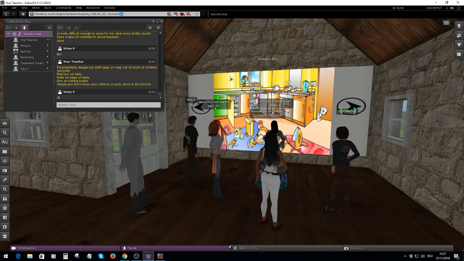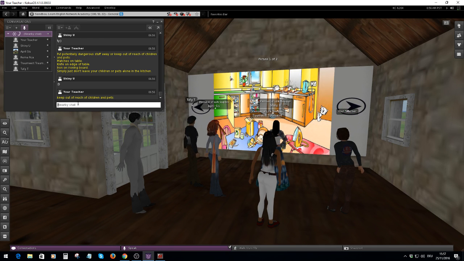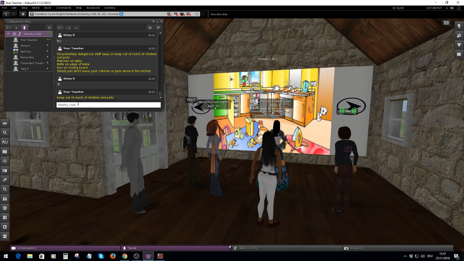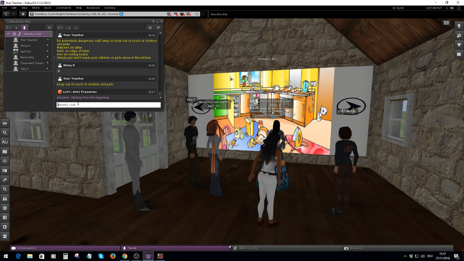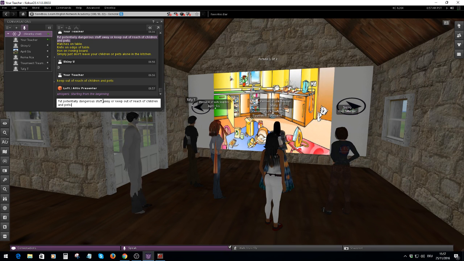So if you're not sure, take the two halves of the sentence and see if that makes sense. Keep out of reach of children and pets. It might make sense if it was on the bottle and written in the imperative. But in a sentence, you need to say what. And you've already mentioned the potentially dangerous stuff, so you refer back to it using "it".